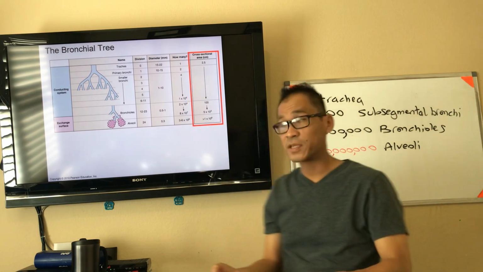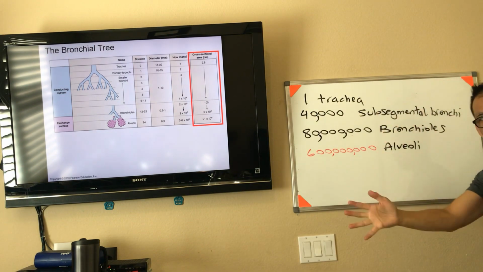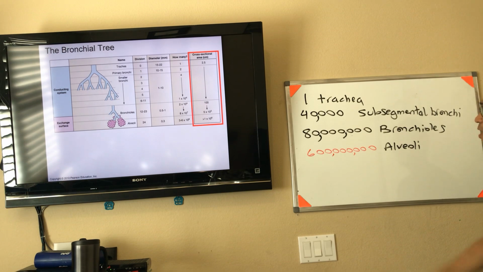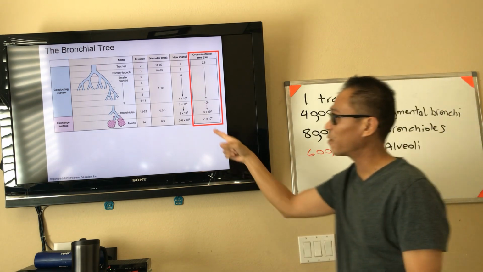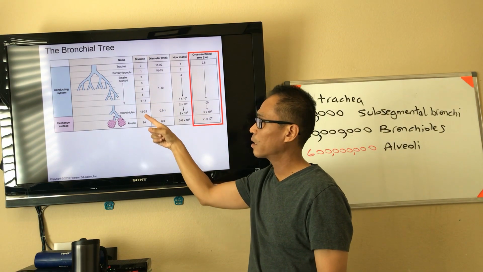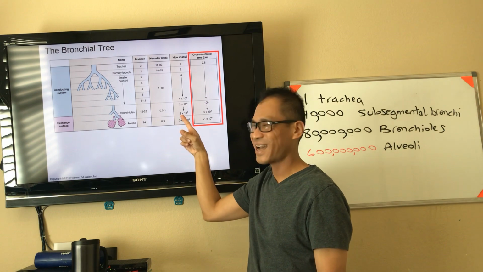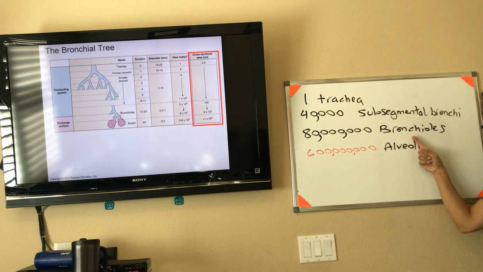I think it's amazing that this bronchial tree, you have one airway, goes through 23, 24 orders of division. You have as many as 40,000 subsegmental bronchi. Just got the numbers off here. 40,000 that are division 6 to 11. And look at the bronchioles. You get as many as 8 times 10 to the 7. 80 million bronchioles. It's a lot.